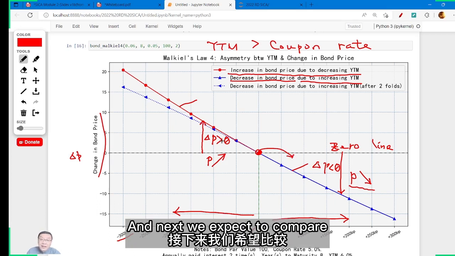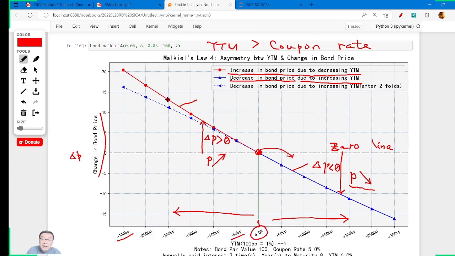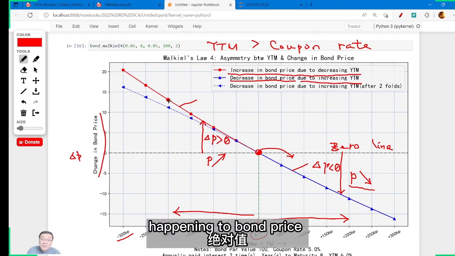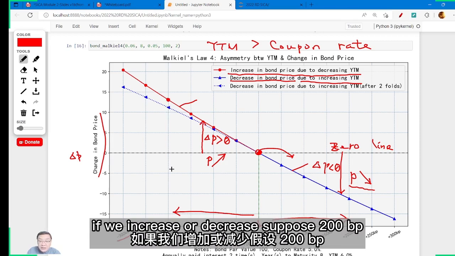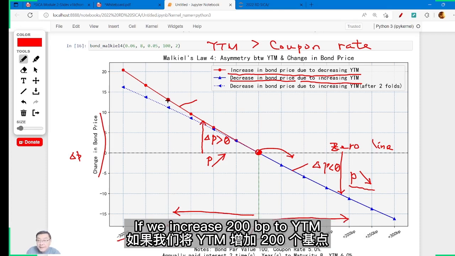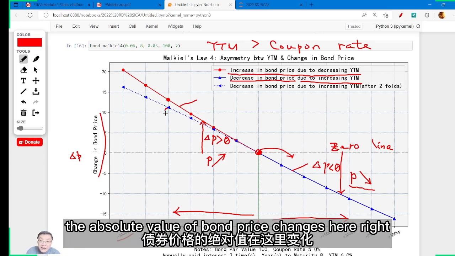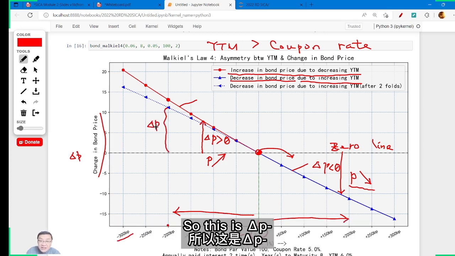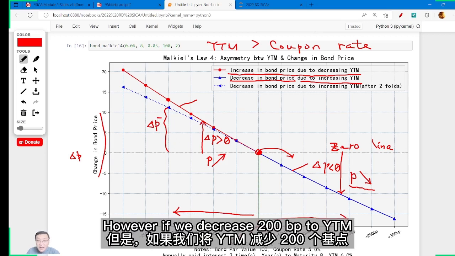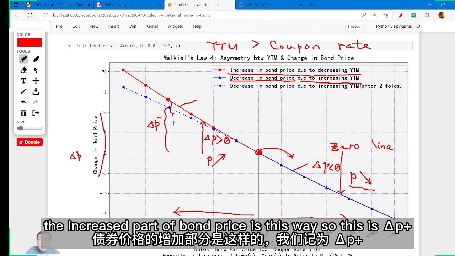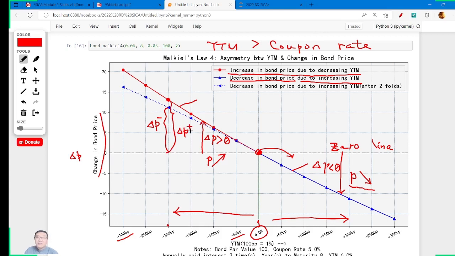Yeah. And next, we expect to compare the absolute value of the change to bond price if we increase or decrease YTM, suppose by 200 BP. If we increase 200 BP to YTM, the absolute value of bond price change is here, right? Yeah. So this is delta P minus. However, if we decrease 200 BP to YTM, the increased part of bond price is this way. So this is delta P plus.